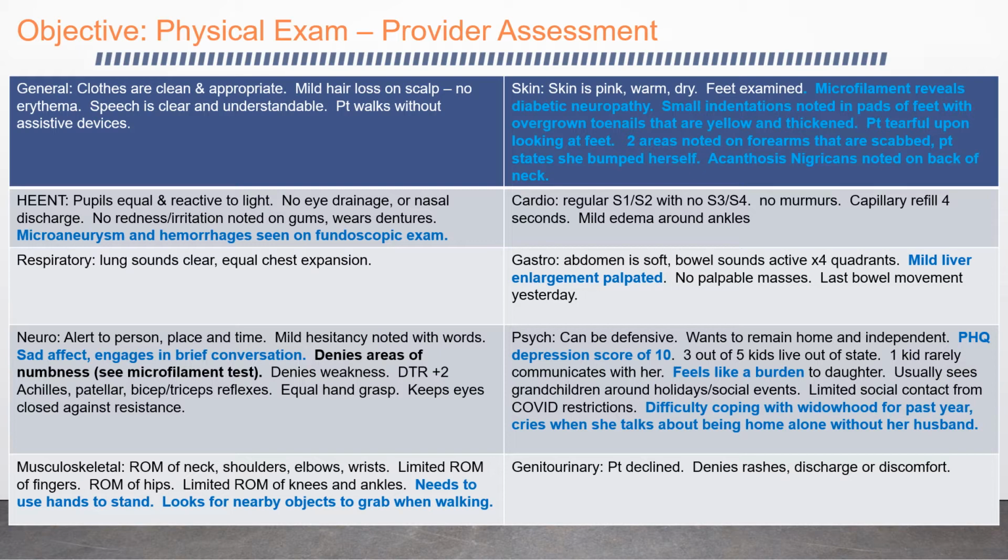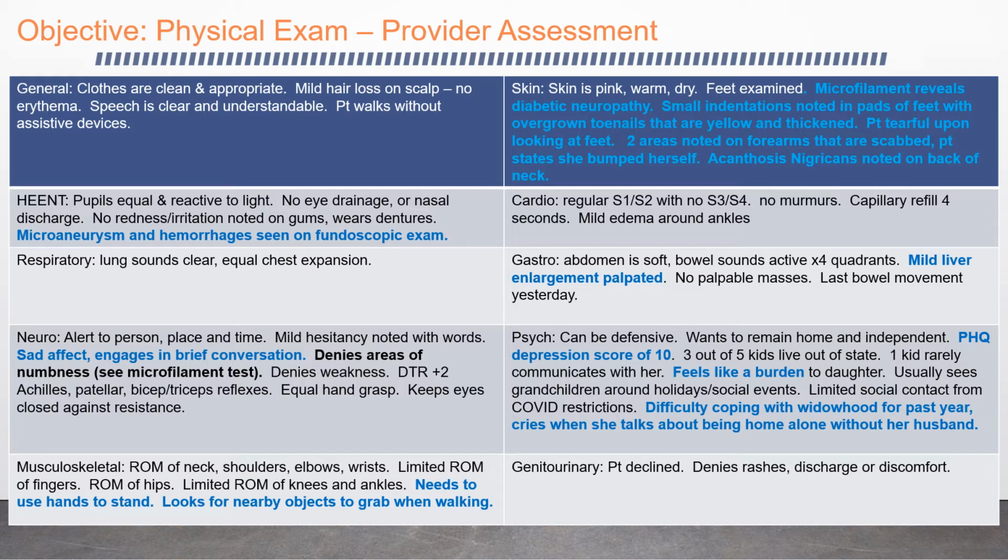Looking at her abdomen and listening to it, her bowel sounds are active, but she does have mild liver enlargement. Non-alcoholic fatty liver disease is also noted with insulin resistance. Lung sounds are clear. She is alert to person, place, and time, but there's mild hesitancy noted with words with a sad affect. Patient does note to have been a widow within the last year, which she has difficulty coping with, and she cries whenever she talks about her husband.